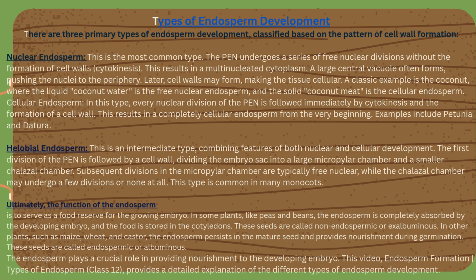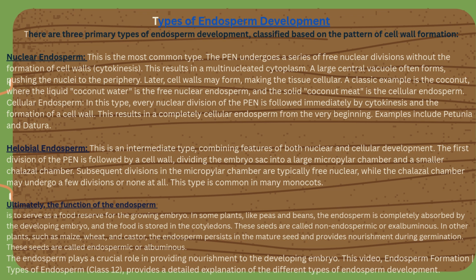Types of endosperm development. There are three primary types of endosperm development classified based on the pattern of cell wall formation. The first one is nuclear endosperm. This is the most common type. The primary endosperm nucleus undergoes a series of free nuclear divisions without the formation of a cell wall, called cytokinesis. This results in a multinucleated cytoplasm.